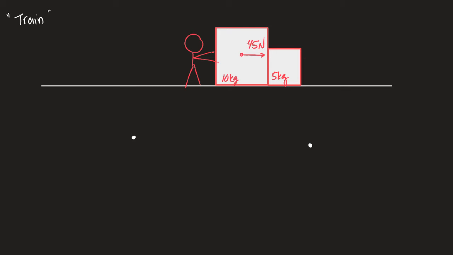Now, we're going to start at the first box, just like any other problem, and start by indicating that it's experiencing weight. 100 newtons of weight, actually, since it's a 10 kilogram box. It's also experiencing an upward normal force from the floor. It's experiencing my pushing force. I am pushing it to the right with 45 newtons of force.